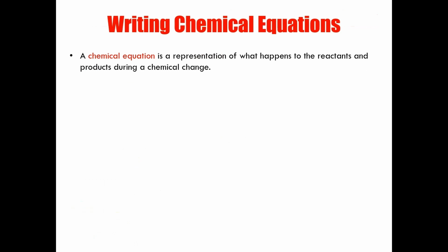Chemical reactions are expressed as chemical equations. A chemical equation is a representation of what happens to the reactants and products during a chemical change.